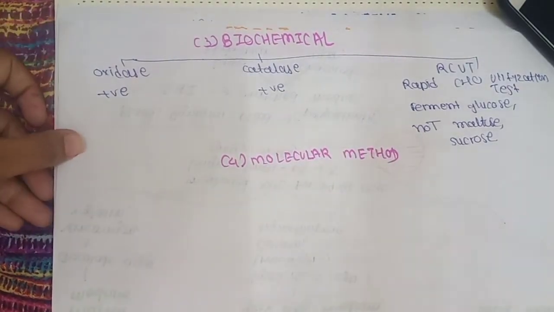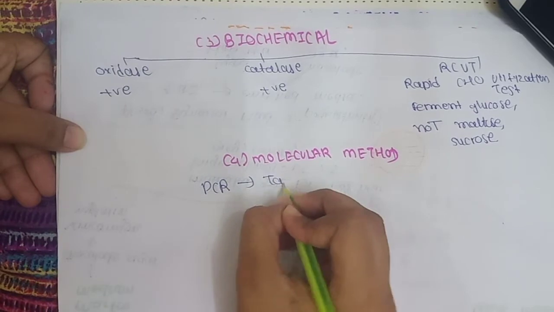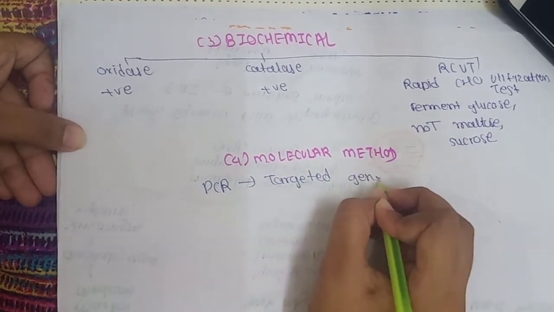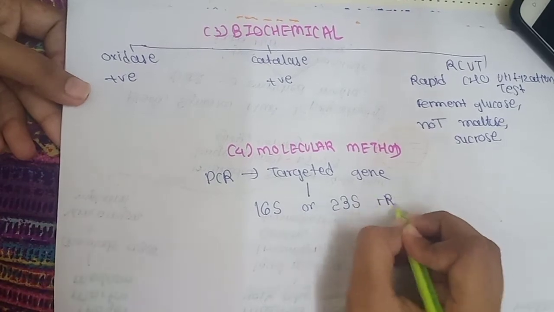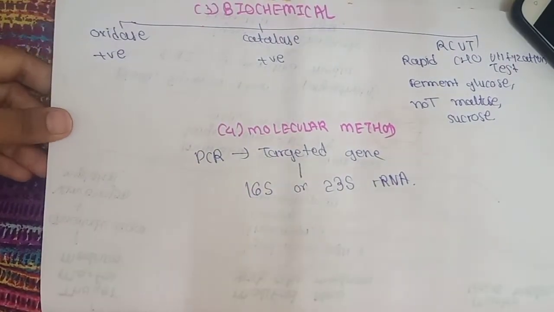It is important, and in molecular method PCR is useful. The targeted genes are 16S or 23S rRNA.